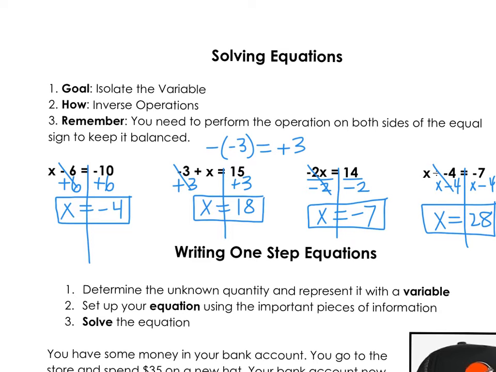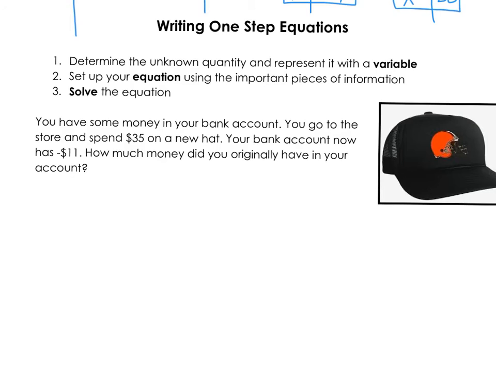All right, next we're going to move on to writing one-step equations. So given a word problem, we'll create the equation and solve it. So the scenario that we're dealing with, it says you have some money in your bank account. You go to the store and spend $35 on a new hat. This is the new hat I would get because go Browns, woohoo. Your bank account now has negative $11. How much money did you originally have in your account?